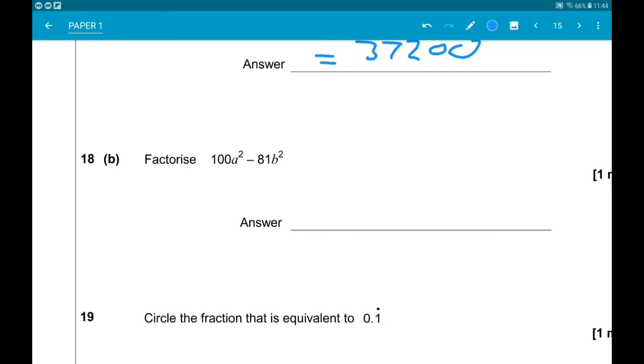Part B. Factorise 100a squared minus 81b squared. So again, this is difference of two squares. There's two square numbers here. The square root of 100a squared is 10a. The square root of 81b squared is 9b. So we have (10a add 9b) times (10a minus 9b).